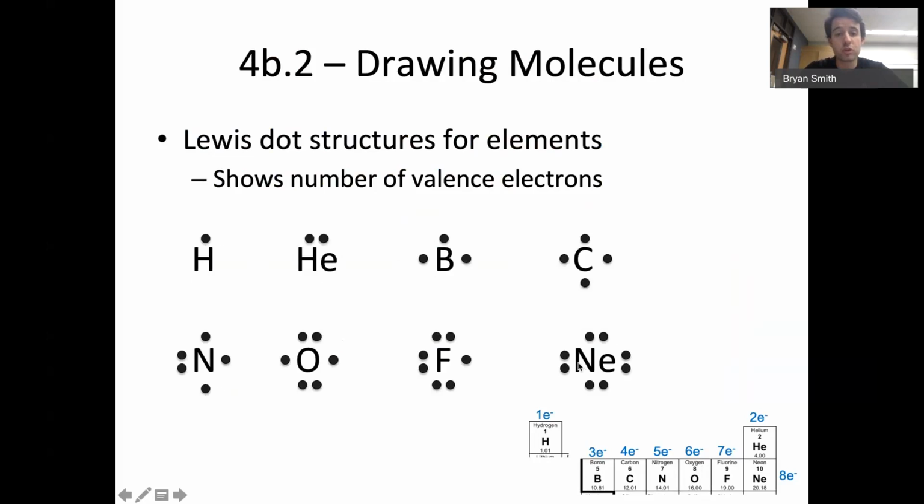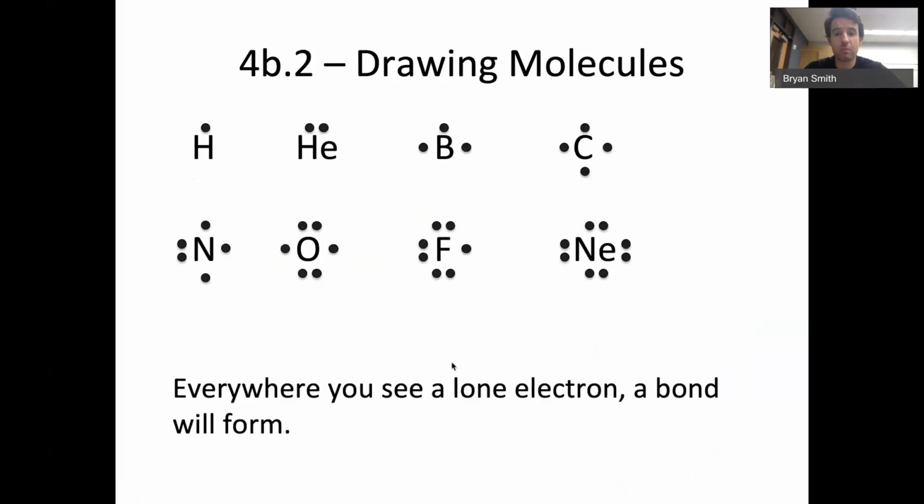First thing we're going to do is just show you dots. Again, focus on hydrogen, carbon, nitrogen, oxygen, and fluorine here. The point with these 5 elements is that everywhere you see a lone electron, a bond will form. So in the case of oxygen, remember we said it has 6 valence electrons. So to get to 8, it needs to form 2 bonds. And those 2 bonds will form on those 2 lone electrons.